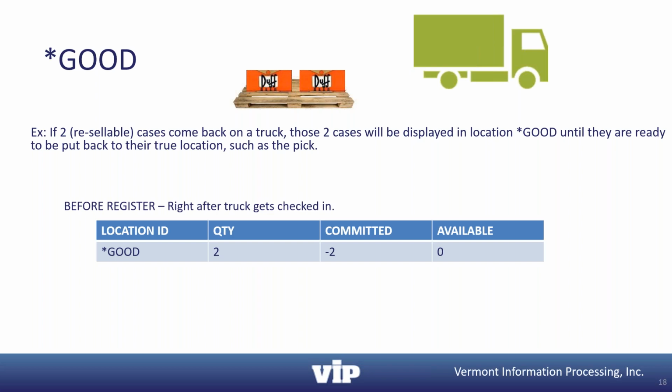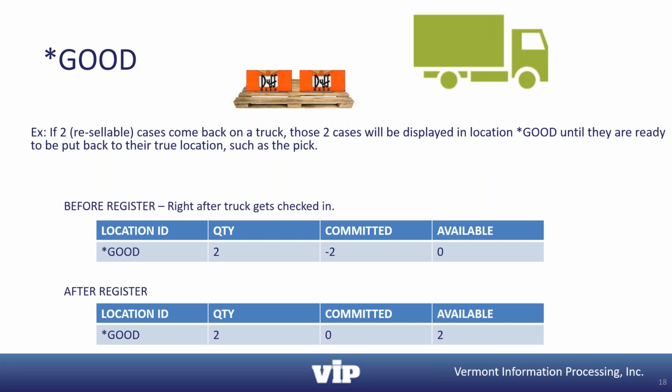Before register, as soon as that upload happens, this is what it's going to look like in your layer file. You're going to see 2 on hand, or 2 for a quantity. You're going to have 2 that are still committed and nothing is available. The reason being is register hasn't been run, so technically it's really not a part of your inventory until register runs. After register runs, the committed goes away. We now have 2 available, and we can do whatever we want with those cases. We can move them to the pick, move them to a backstock, whatever we need to do.